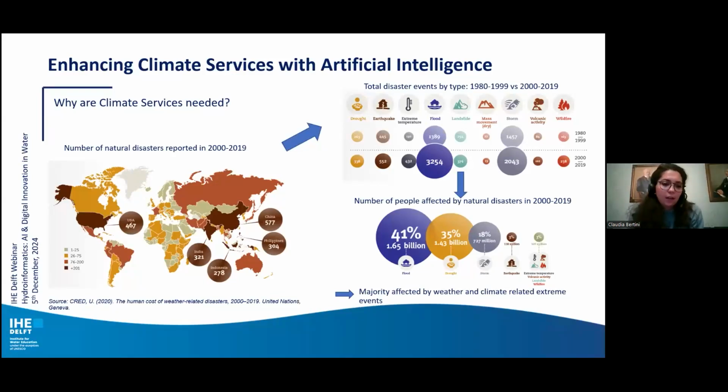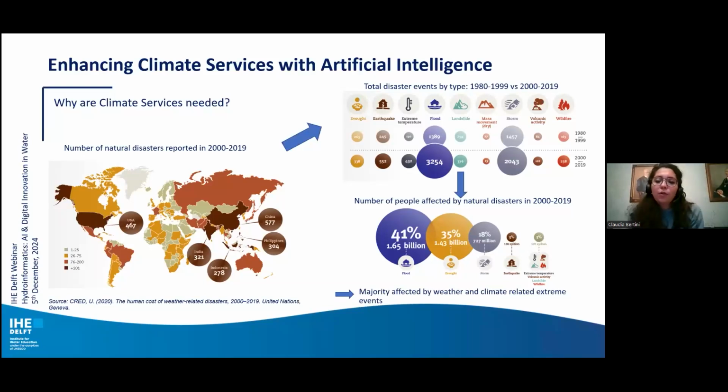Well, as you can see on the left side of the slide, there is a map with the number of natural disasters that were reported between 2000 and 2019. Unfortunately, they are quite high numbers. And as we can see on the right side of the slide, the number of disasters has been increasing over time. If we compare the years 1980 to 1999 with the consecutive 20 years from 2000 to 2019, we see that there was already a big increase, and this increase in the frequency of these events is expected to continue in future climate projections.